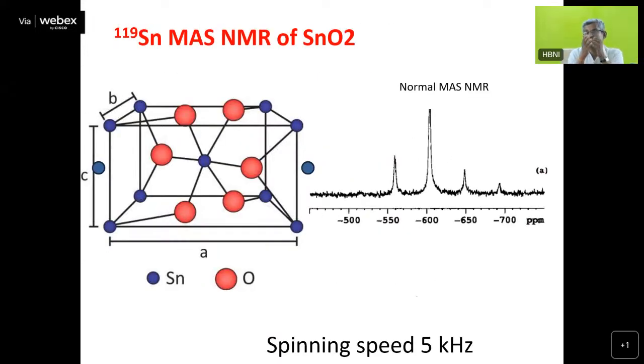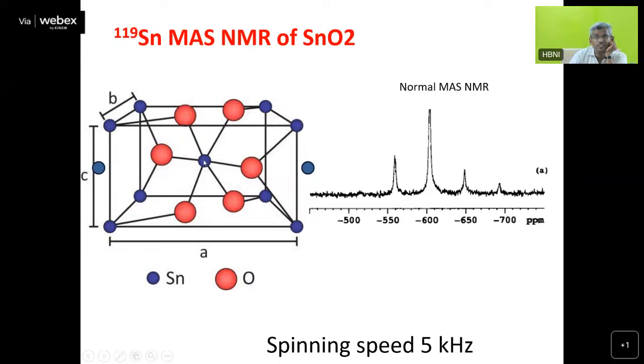Similarly, this NMR has been recorded in our lab, where we show tin oxide. We take pure tin oxide. Pure tin oxide is highly crystalline. That is called the cassiterite structure. Probably some of you might have heard, cassiterite is an ore of tin. In that cassiterite structure, what happened? It is a tetragonal structure. In the tetragonal structure, you have a tin at the center.